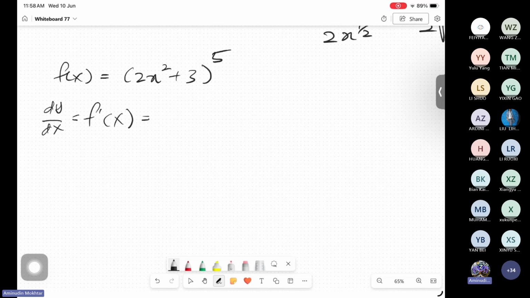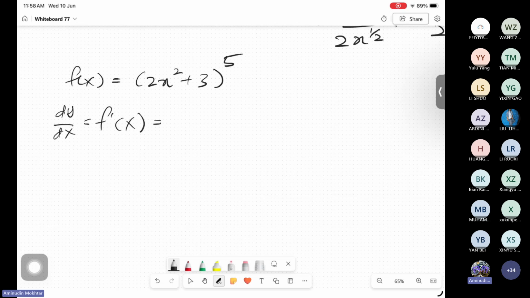So how to find the dy/dx? The first step, we just follow the rule of the power of x. This question has the power of 5. So we write the expression (2x squared plus 3), and now the power becomes 5 minus 1, which is 4.